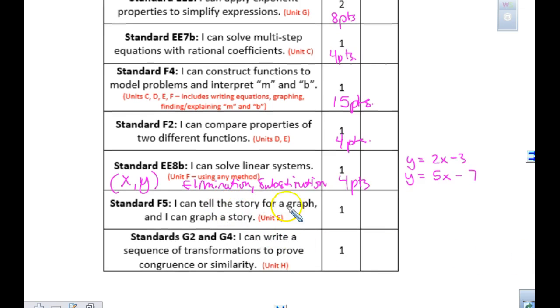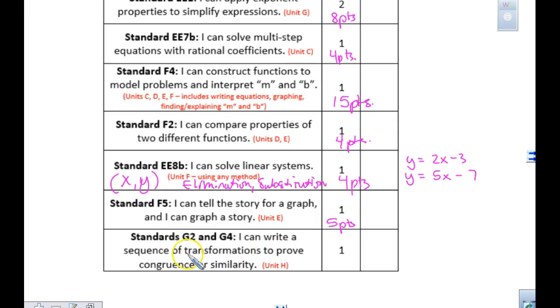The last one is I can tell the story for a graph, and I can graph the story. Again, that one is going to be 5 points. That's where I maybe tell you something like the bus, which was on the test. When we had the bus and it pulled away from the stop sign, and then it drove at a certain speed for so long, and then it came to a stop light, then it picked up passengers, and so you're telling the story by making that graph.